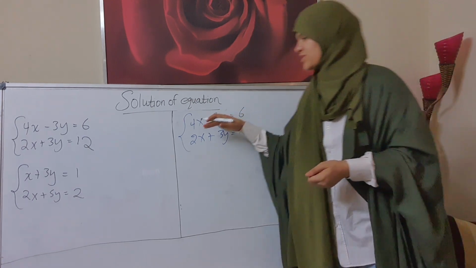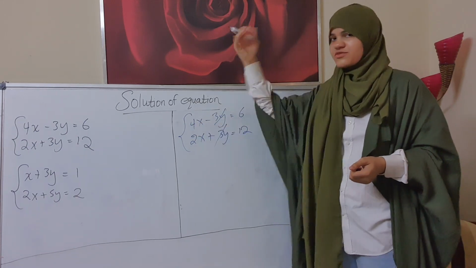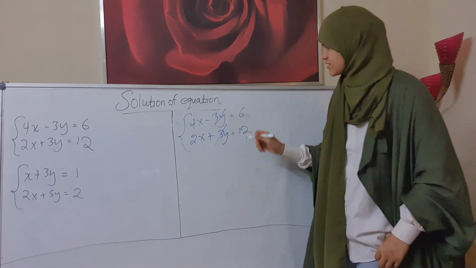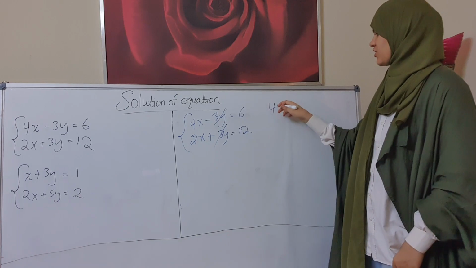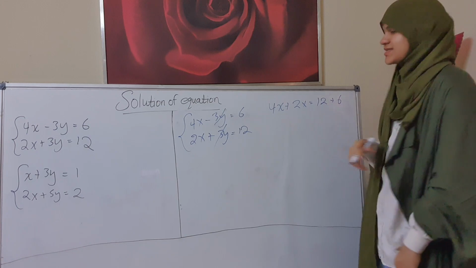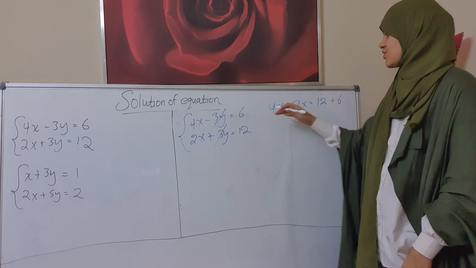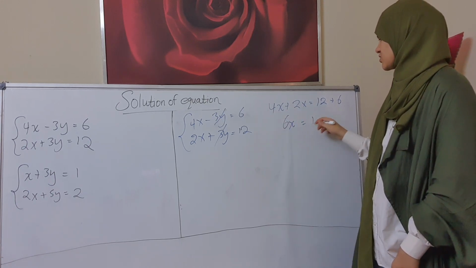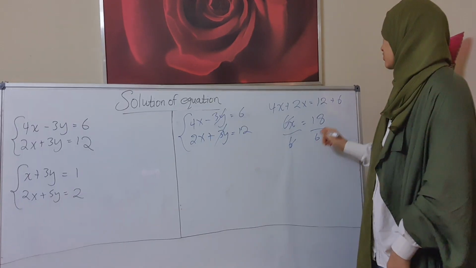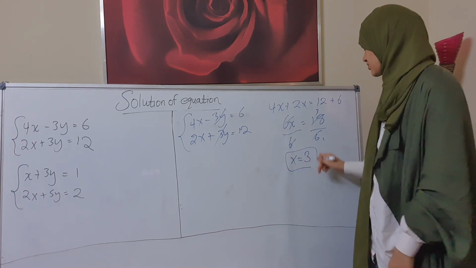First of all, here we have negative 3y and plus 3y, so they will cancel together. So we have 4x and 2x, and here is equal to 6, and here is equal to 12. So that means 4x plus 2x is equal to 12 plus 6, right? So 4x plus 2x is 6x is equal to 18. Here divide both sides by 6, so here by 1 and here by 3. That means x is equal to 3.